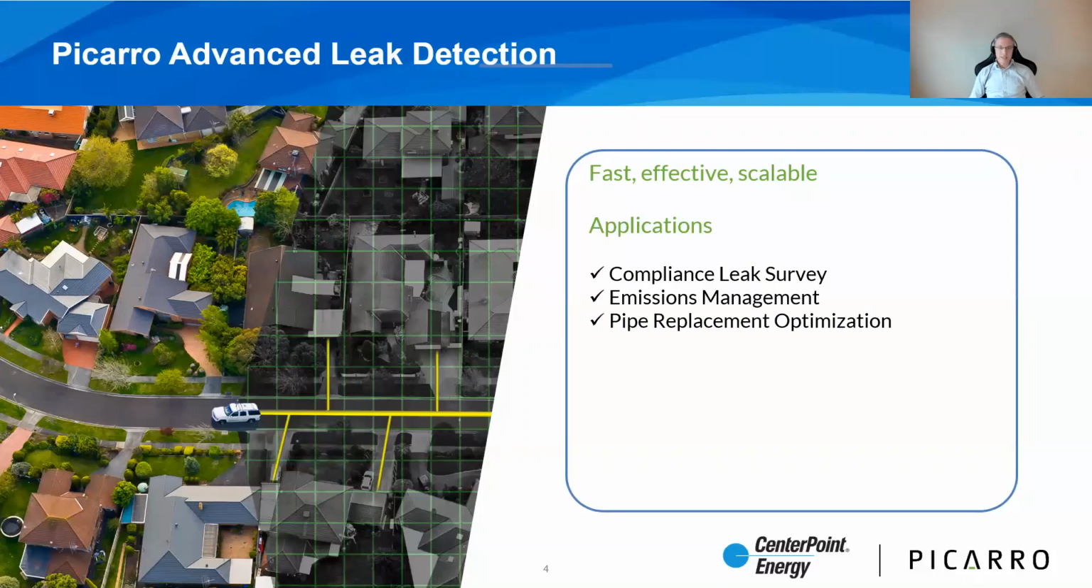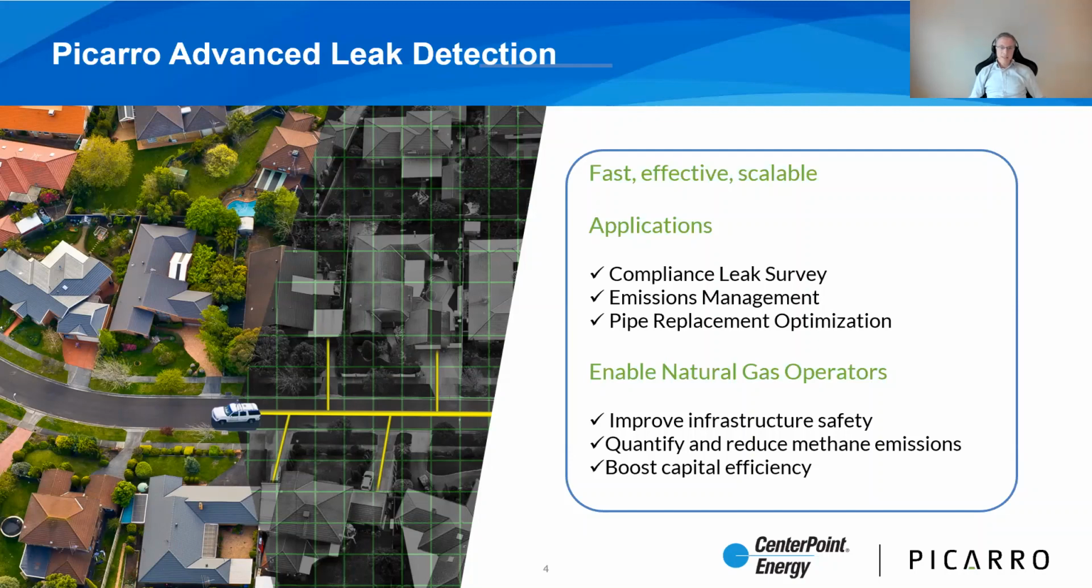The applications that ALD enables are numerous. We tend to focus on three main categories of application. The first one is supporting compliance leak survey with advanced means. The second category of activities is around emissions management, so network emissions reporting and emissions reduction campaigns. And the third topic, which is going to be the topic of the day, is to use advanced leak detection data to guide, augment, and inform pipe replacement programs and DIM programs.